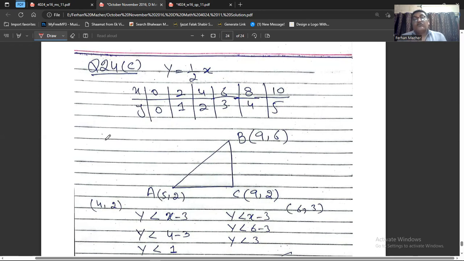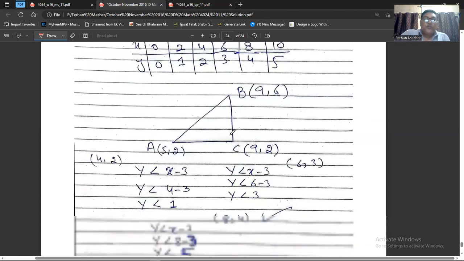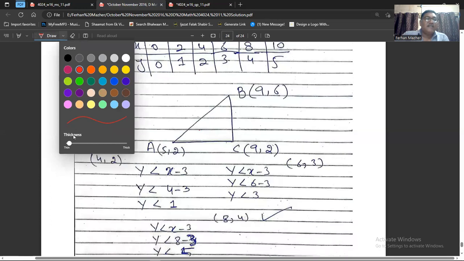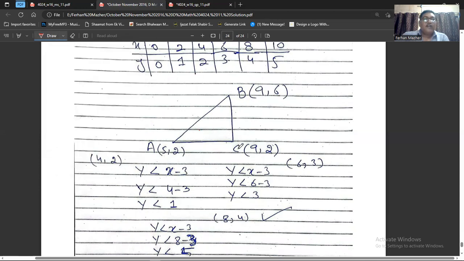You put x equals 0 in that equation, the y will be 0. If you put x equals 2 in that equation, the y will be 1. If you put x equals 4, the y will be 2. If you put x equals 6, your y will be 3. So you have these points. Out of these points, which point is inside here? This is the question.